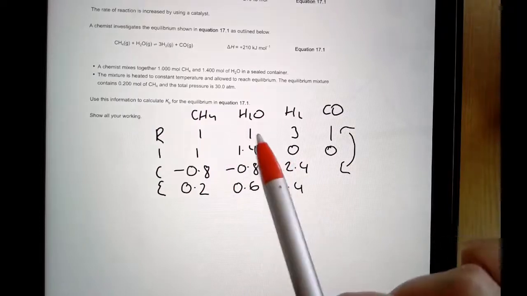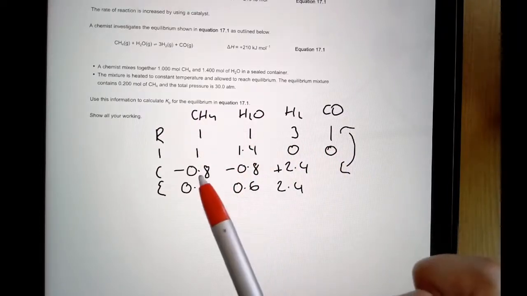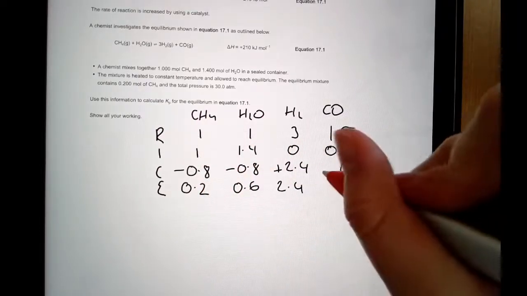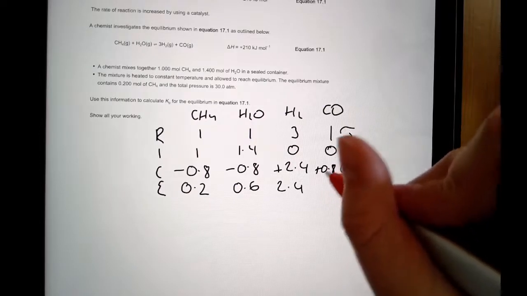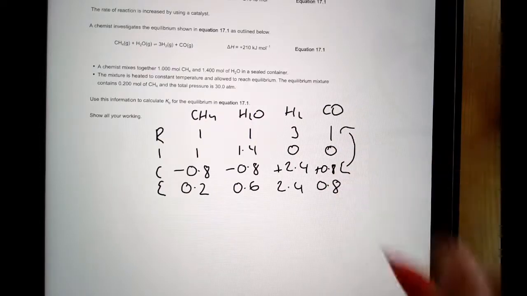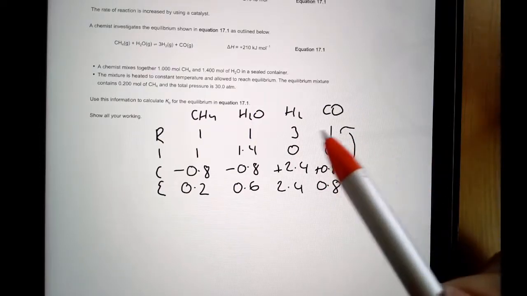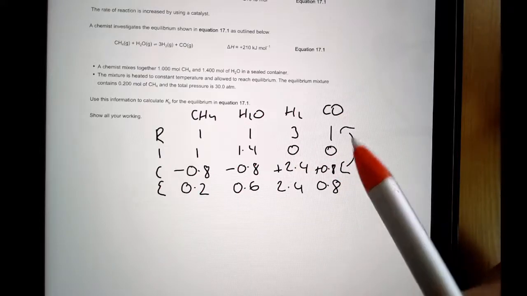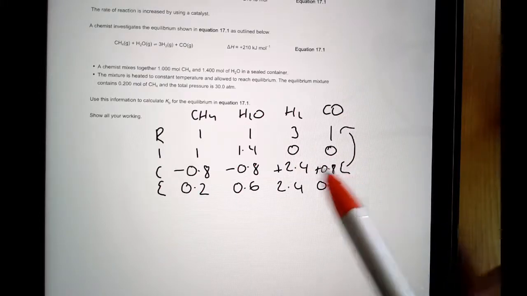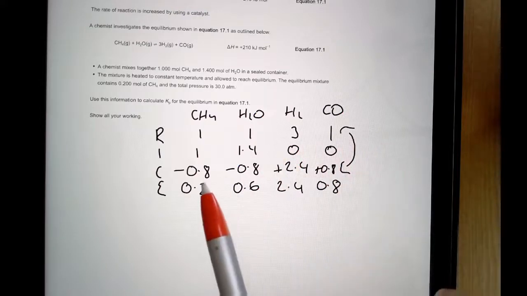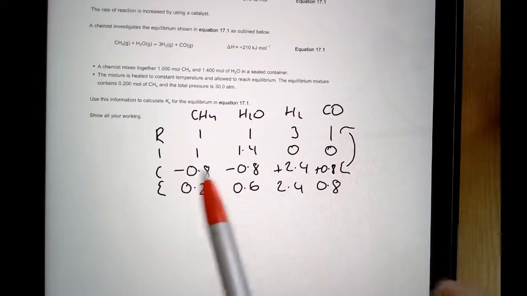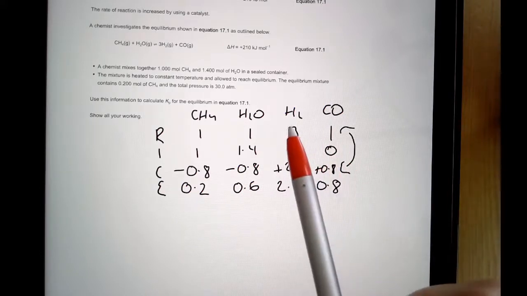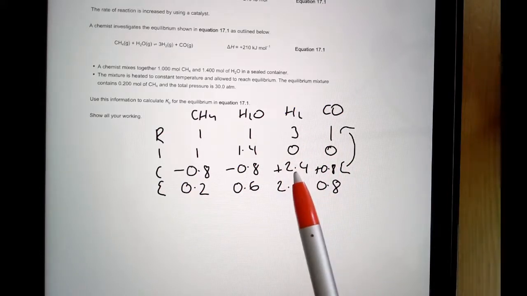And then I look at my ratio at the end, and again it's 1:1. So if it's 0.8, then it's going to be 0.8 here. And again, it's going to have a positive sign because I'm making the carbon monoxide. So my 0 plus 0.8 is going to be 0.8. Your ratio and your change have to align. The ratio in your top line has to match the ratio of the numbers in the bottom. You can see here I've got 1, 1, 1, and I've got 0.8, 0.8, 0.8. And where I have a 3, I've got 3 times 0.8, 2.4.